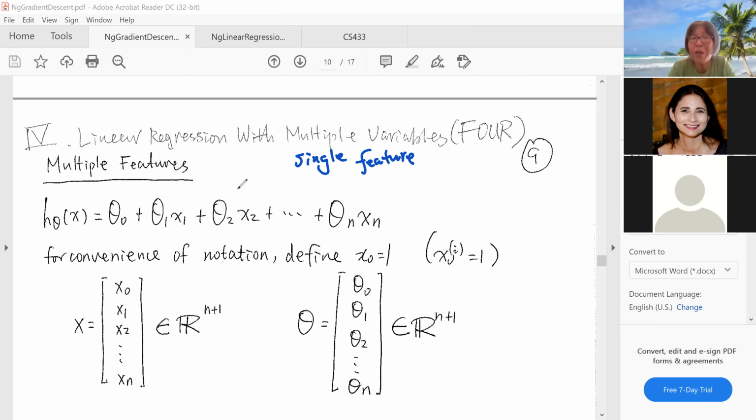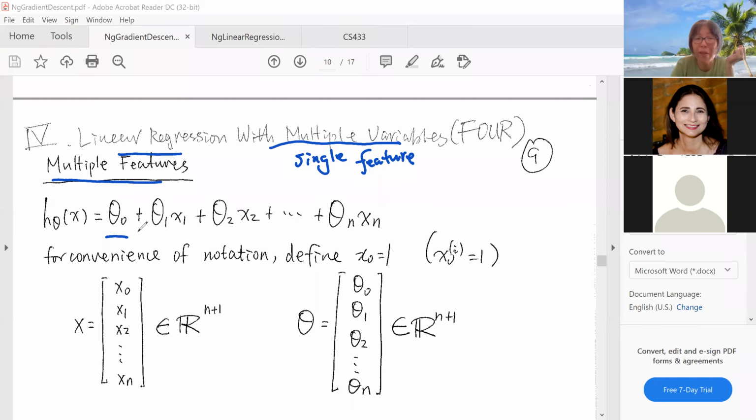But that's not the real-world case. In the real world, you have multiple features, like the number of houses, number of rooms, square footage, garage, all sorts of features you should consider for housing price prediction. In this case, we'd better use multiple variables for linear regression.